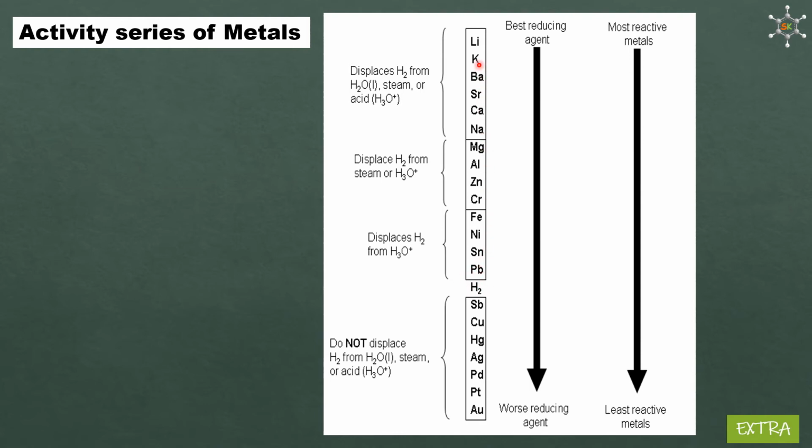All metals listed above hydrogen are capable of releasing hydrogen when they react with acid. Metals listed in the first block at the top are capable of releasing hydrogen not only from acid but also from water in the liquid state and in the steam form. Metals in the second block are capable of releasing hydrogen from acid and from steam. Metals listed in the third block are capable of releasing hydrogen only from acid, not from water.